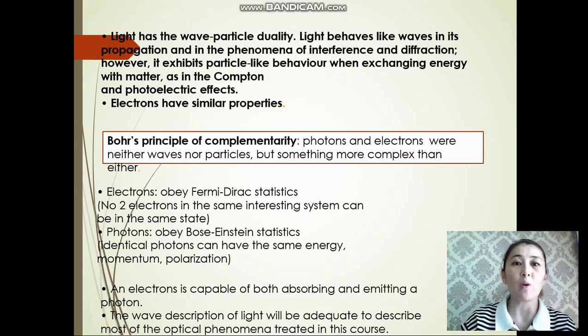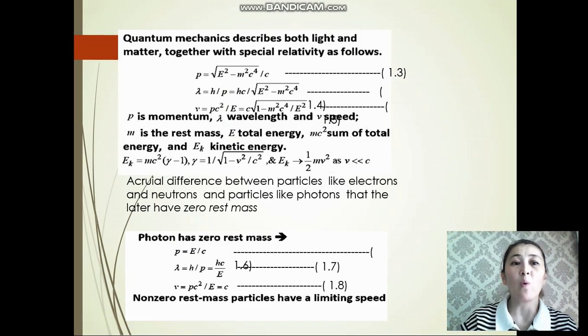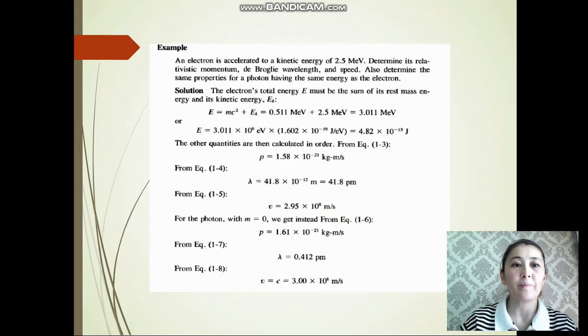The wave description of light will be adequate to describe most of the optical phenomena treated in the course. Quantum mechanics describes both light and matter together with special relativity, as follows. A crucial difference between particles like electrons and neutrons and particles like photons is that the latter have zero rest mass. For example, this is an example of how to find the optics quantity given by the formula.